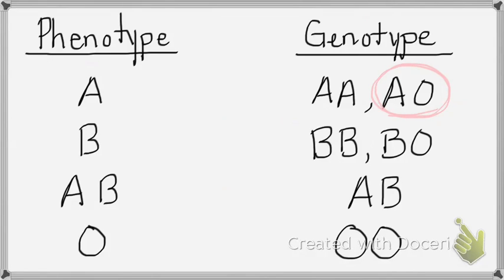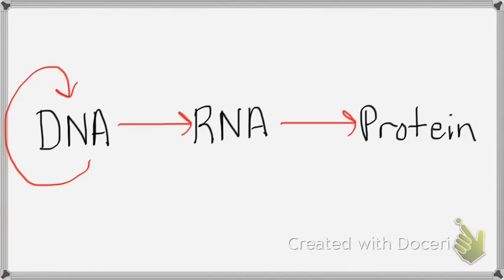What if the problem told you you had a person who's blood type B? What should you assume their genotype is? BO. Okay, if I tell you somebody's blood type AB, then what is their genotype? AB. What about blood type O? OO. Everybody okay with that? Okay, great.